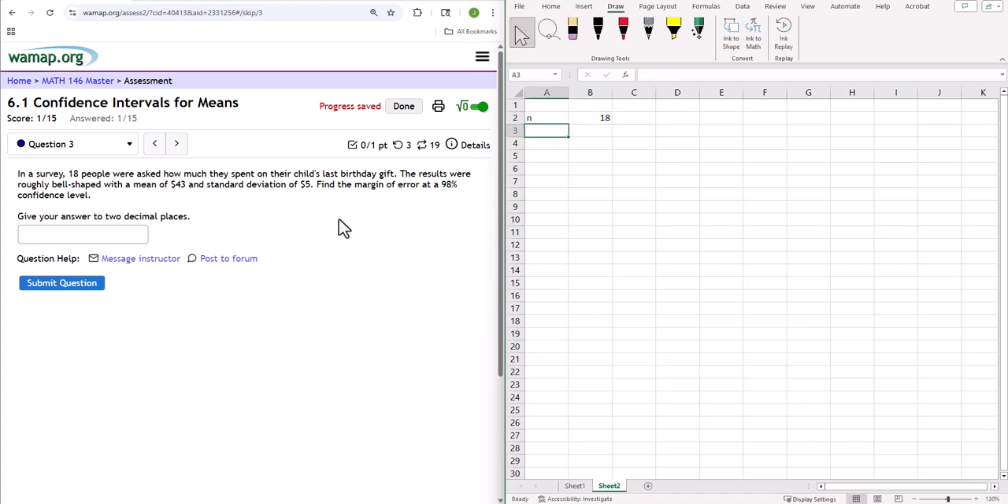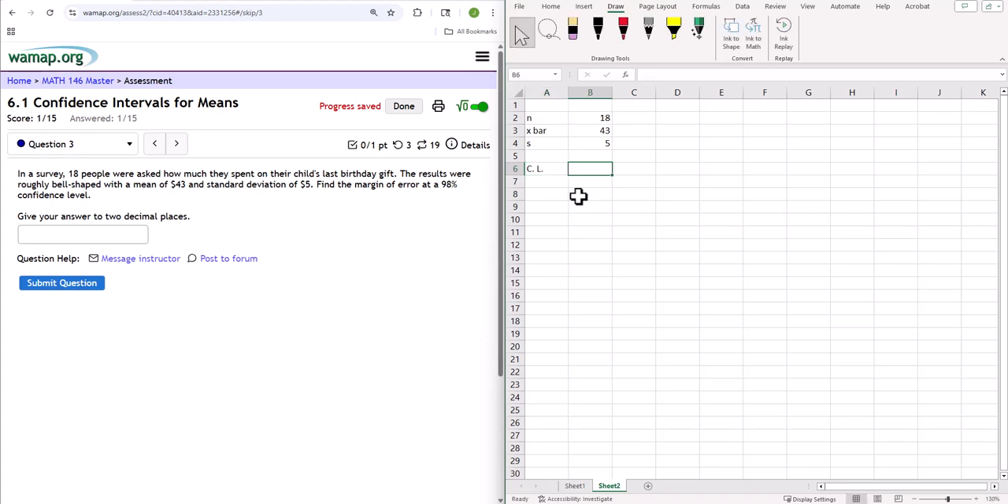The results were roughly bell-shaped with a mean of 43, X bar, $43, and a standard deviation of $5. So these are the results of the 18 people being surveyed. So that's how we know it's a sample. That's how we know we have X bar and we have S. Find the margin of error at a 98% confidence level.